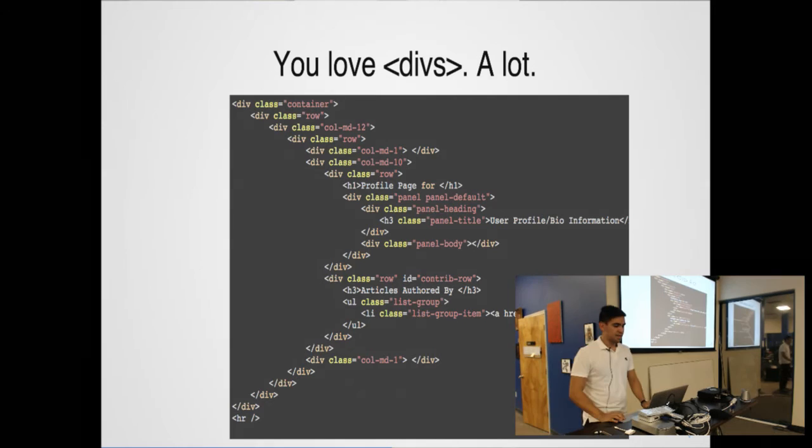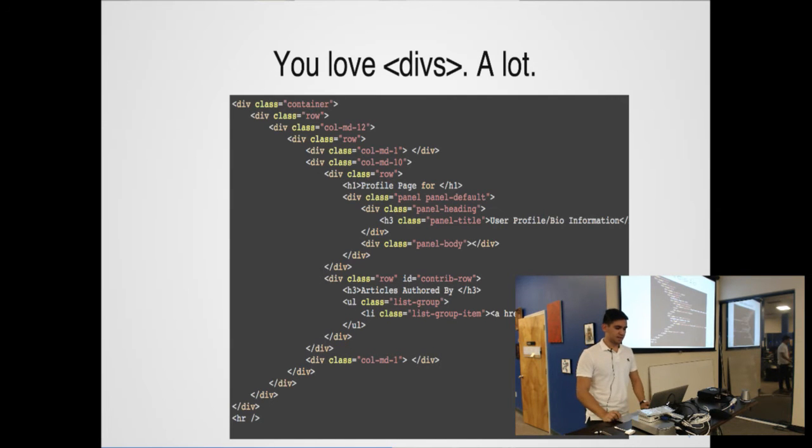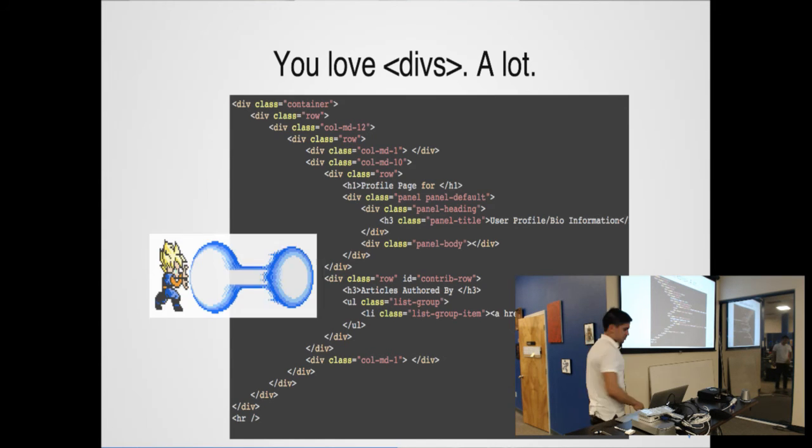And also, you love divs a lot. This is what we call divitis. This is actual Bootstrap code, where you have to put a row in a container, and then if you want to go even deeper, you know, you sort of have to Kamehameha your way into the code.